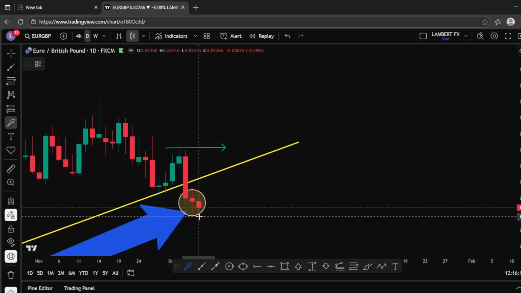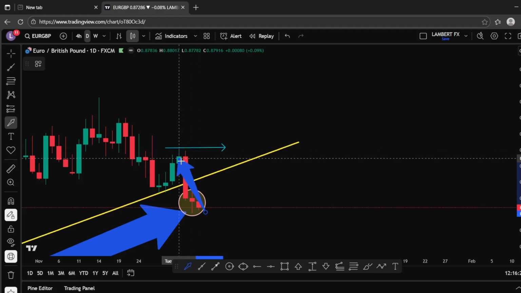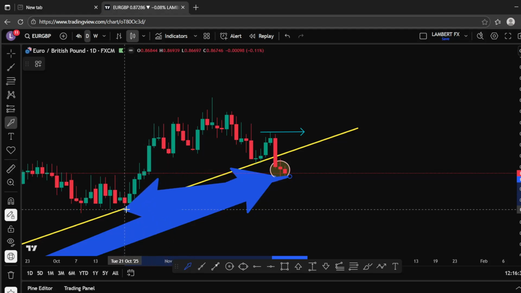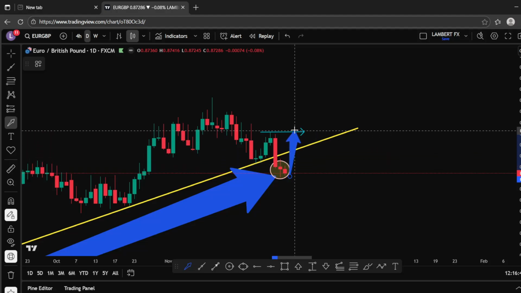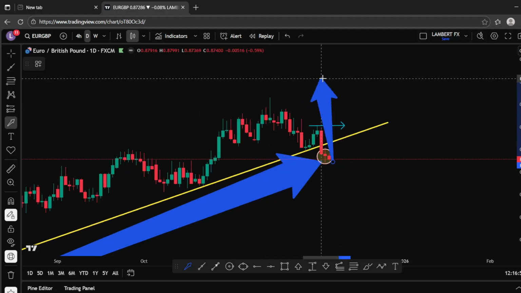I'm looking for the market to push up to take out those sellers in here, because there are sellers holding in the market. If they've sold, they are aiming to take the profit at this low here. So what am I anticipating to happen next week? My prediction is that the market will go up to take out the stops and continue to move higher.